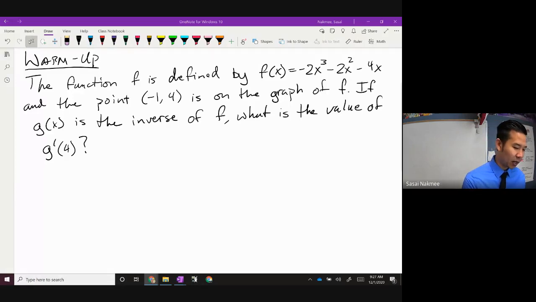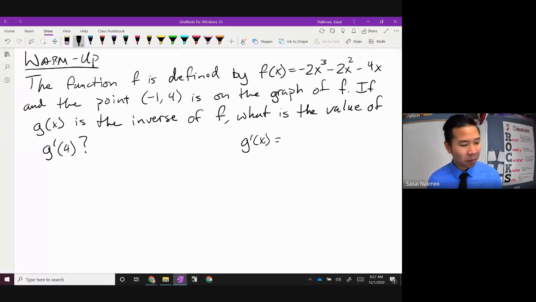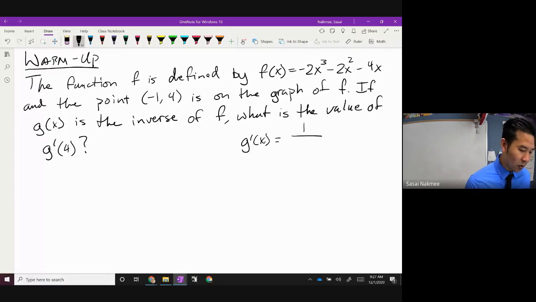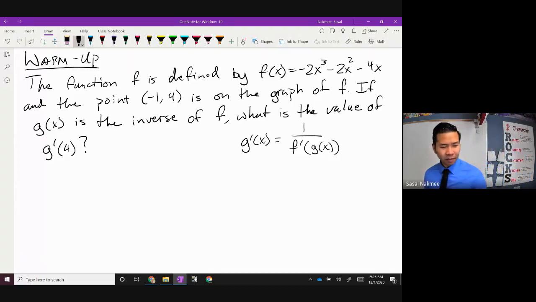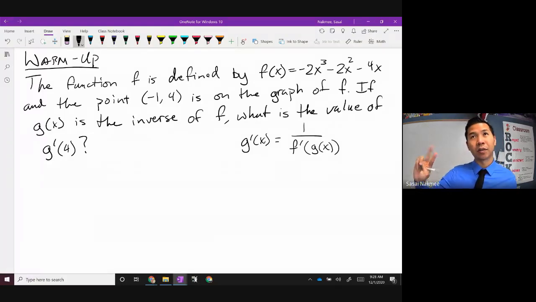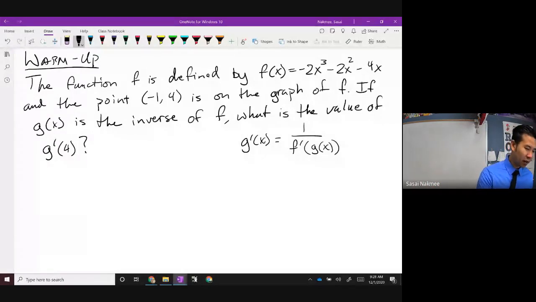So that means that if I was trying to calculate the derivative of g of x, I know a shortcut for that. And the shortcut is going to be 1 over the derivative of the original function, but evaluated where g of x is. Now remember, if g of x is the inverse of f of x, that means it reverses the inputs and outputs. It switches them. So what does that mean for us?